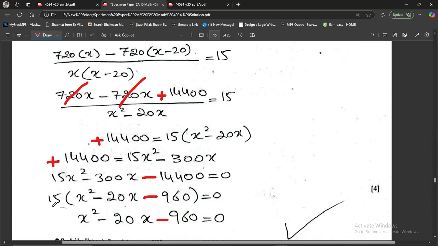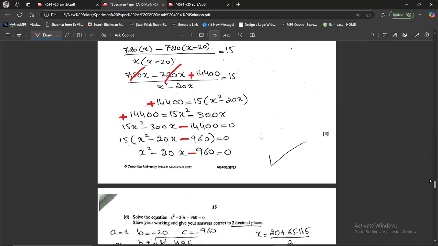So you will have 15 bracket x squared minus 20x minus 960 bracket close. This 15, when it goes to the other side, will divide with the 0 and it will become 0. So x squared minus 20x minus 960 equals 0. So this is the equation they have asked us to show. And this is how this is done.